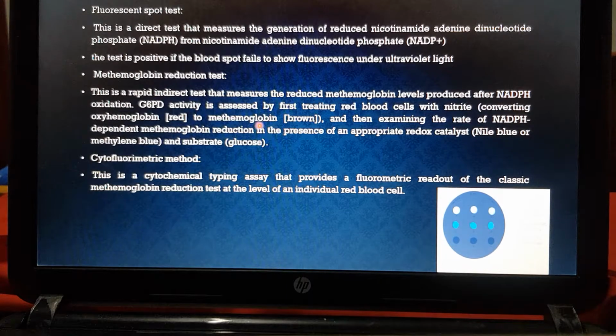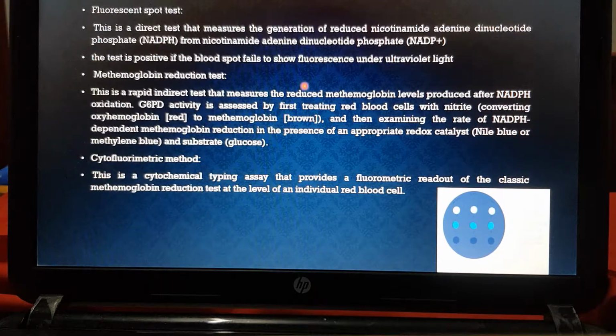the cytofluorometric method. The fluorescence spot test is normally a direct test that measures the generation of reduced nicotinamide adenine dinucleotide phosphate, NADPH, from nicotinamide adenine dinucleotide phosphate, NADP plus. When it is positive, the blood spot fails to show fluorescence under UV light, which indicates deficiency. This picture shows a normal person, an intermediate, and a deficient one, where there is no UV light fluorescence.